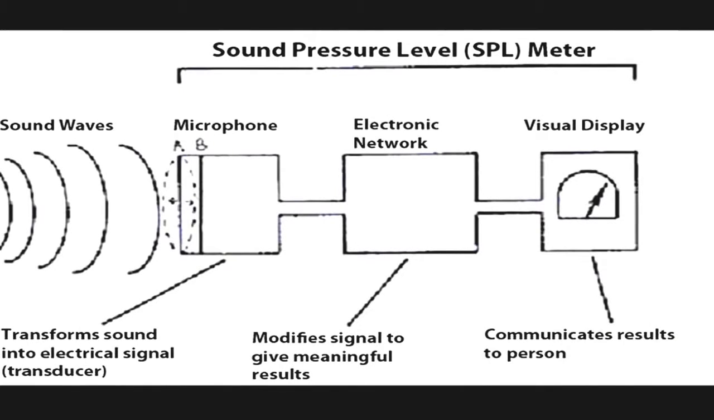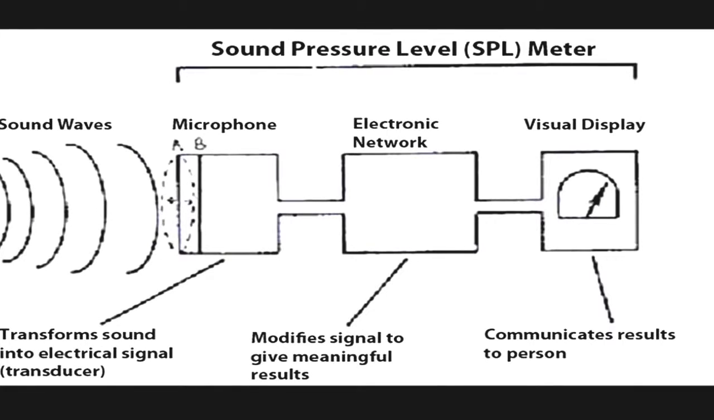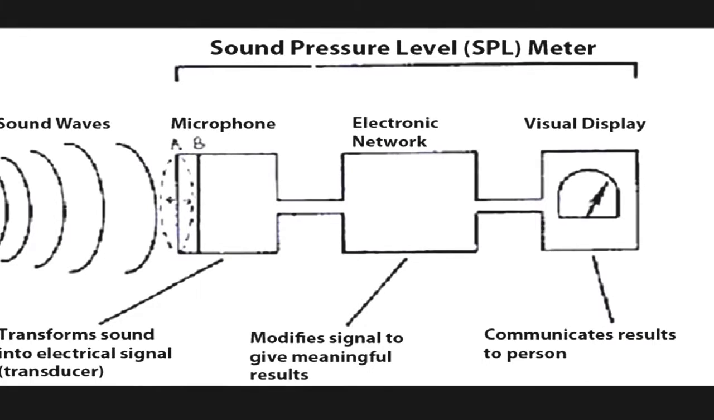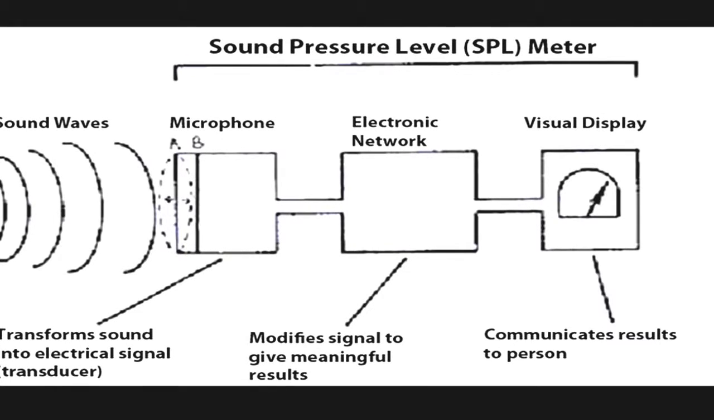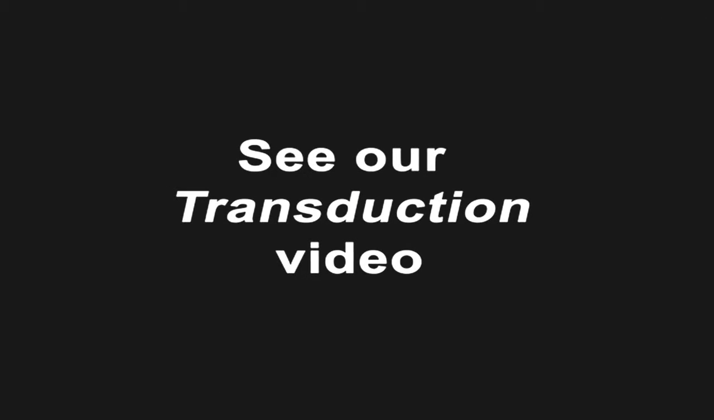SPL stands for sound pressure level. A sound source's intensity is measured by the amount of pressure placed on air molecules when they are disturbed to produce sound. This is exactly what an SPL meter measures, hence its name. It measures intensity through a process called transduction, which you can learn more about in one of our other videos.